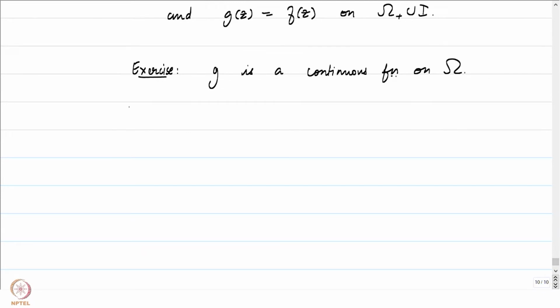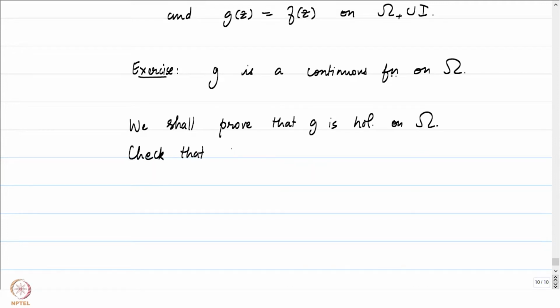So to prove that G is holomorphic, we shall now prove that G is holomorphic on omega. If we carefully look at how we have defined G, check that f is already holomorphic on omega plus, and hence G is holomorphic on omega plus, and f of z bar, the whole bar, is holomorphic on omega minus. So this is holomorphic on omega minus as well.